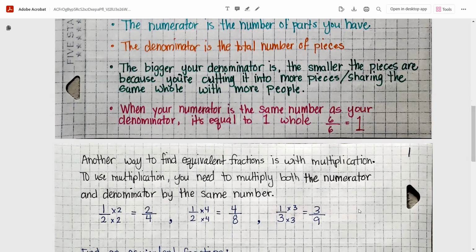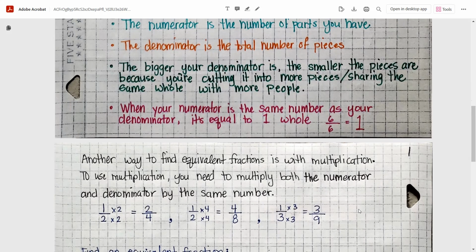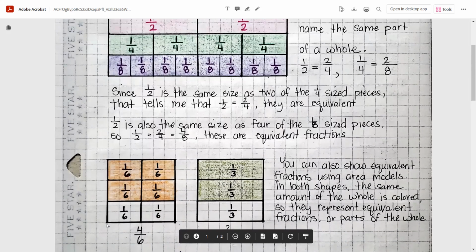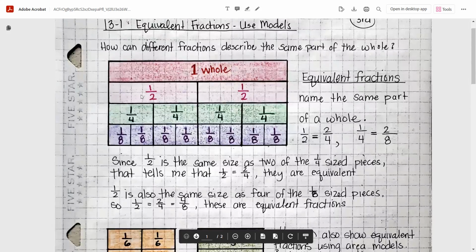Now, another way to find equivalent fractions, this is what we were talking about with multiplying. To use multiplication, you need to multiply both the numerator and the denominator by the same number. You have to change them the same way for it to be an equivalent fraction. So 1/2 is equal to 2/4 because if I break 1/2 into two equal parts, just like we were looking at up here, if I cut my 1/2 into two equal parts, I would have two 1/4 size pieces.